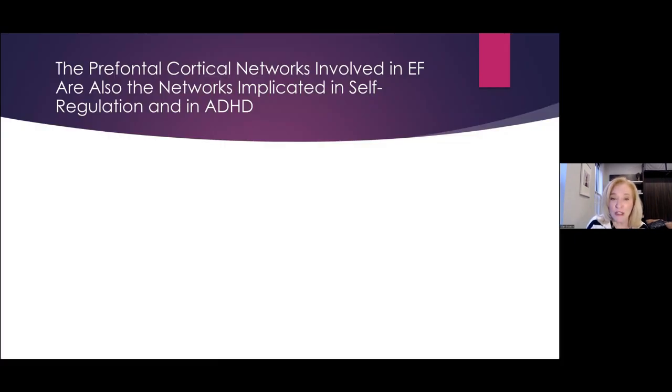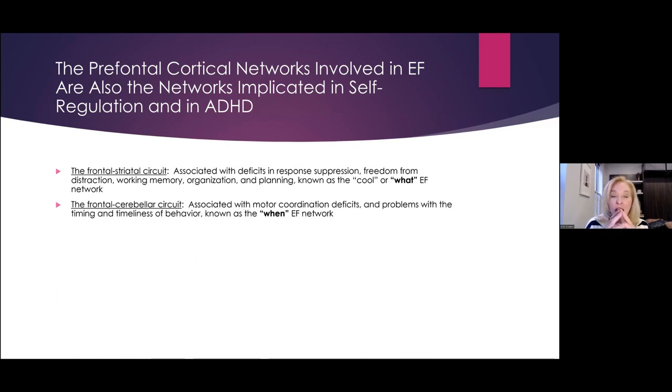I want to go into a little bit of information about this. The prefrontal cortical networks involved in executive functioning are also the networks implicated in self-regulation and in ADHD. As a recap, the frontal striatal circuit is associated with deficits in response suppression, freedom from distraction, working memory, organization, and planning, known as the cool or the what executive functioning network. The frontal cerebellar circuit is associated with motor coordination deficits and problems with timing, timeliness of behavior, known as the when executive function network.